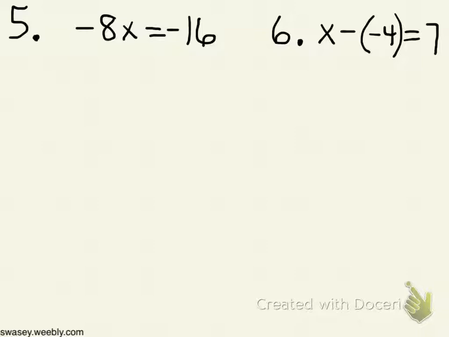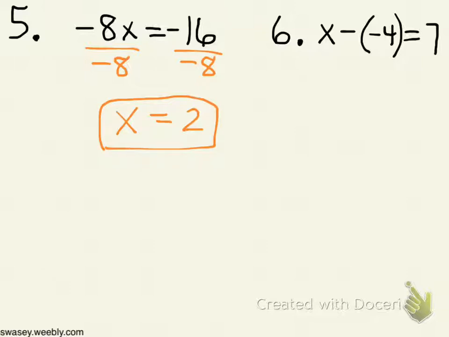Number 5, to get rid of multiplying by a negative 8, divide by a negative 8. A negative divided by a negative is positive, so we get x equal to 2.